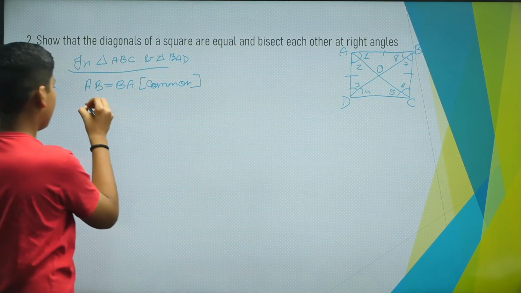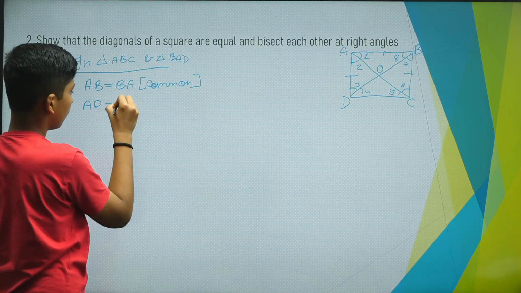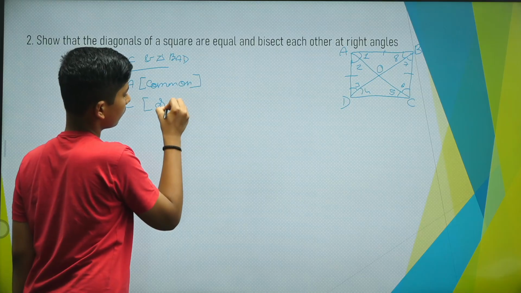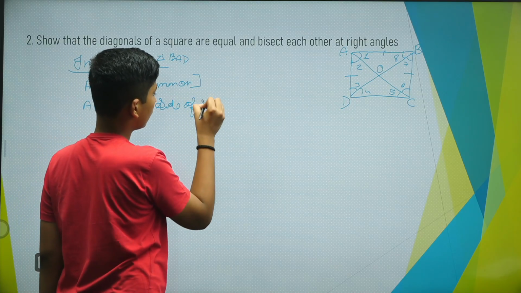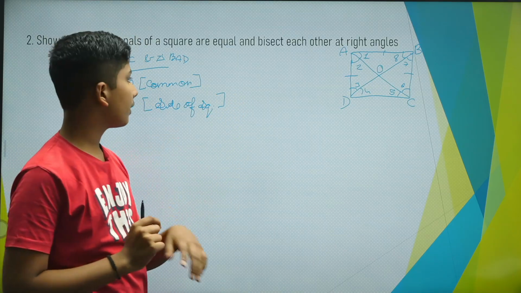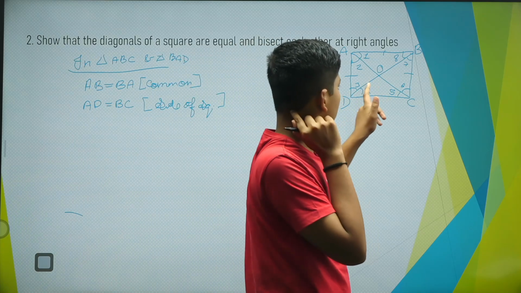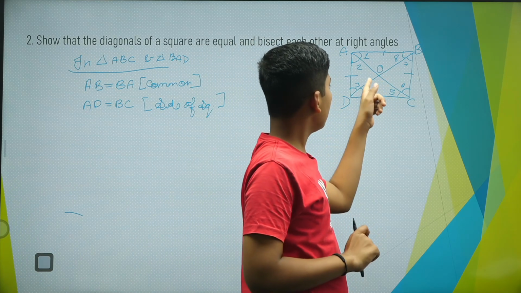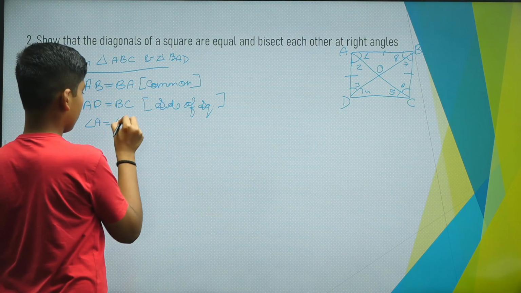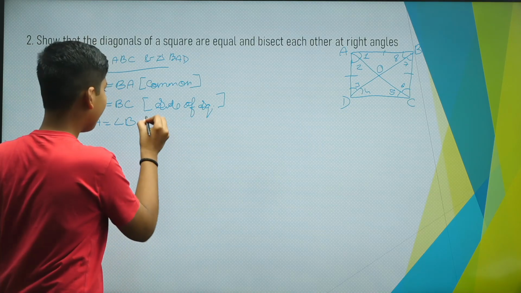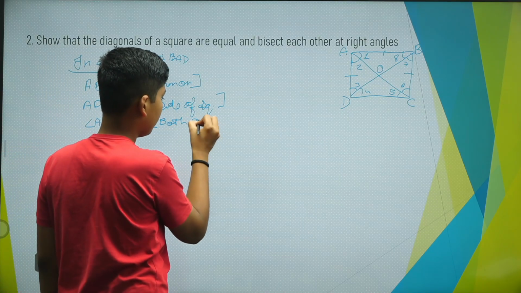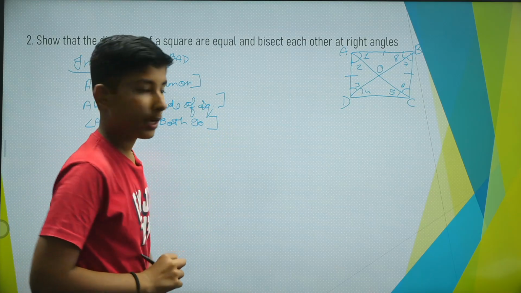AD equals BC, and here write side of a square. And at last, what can we see? Angle A equals angle B. Why? Because both are 90 degrees, as it is a square.